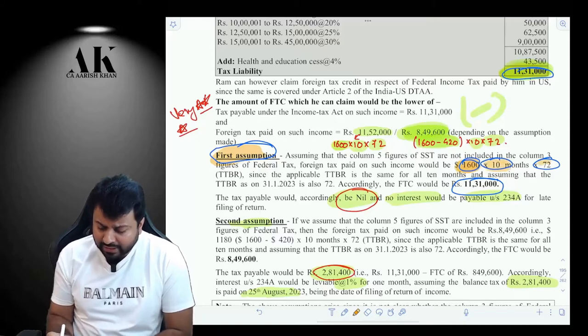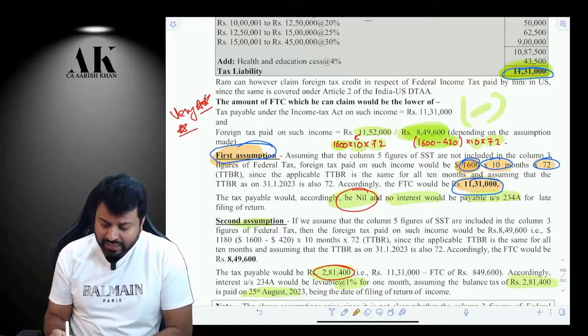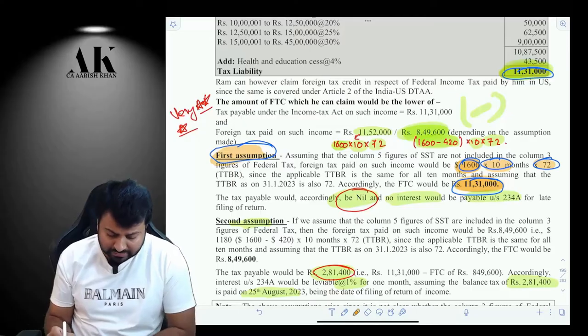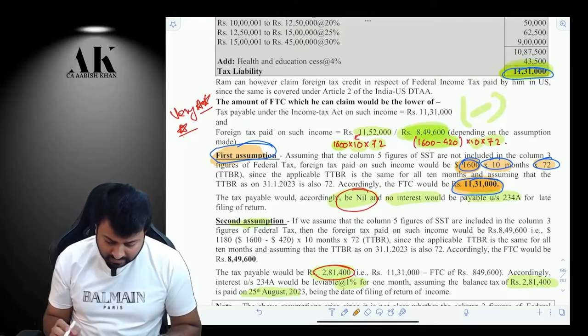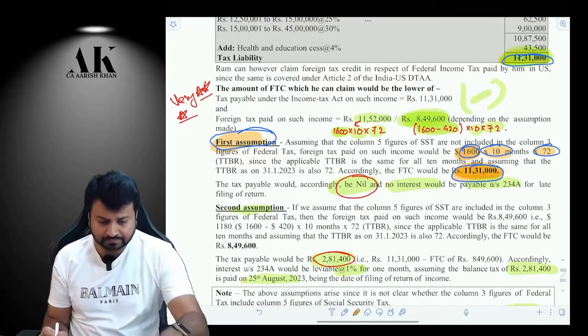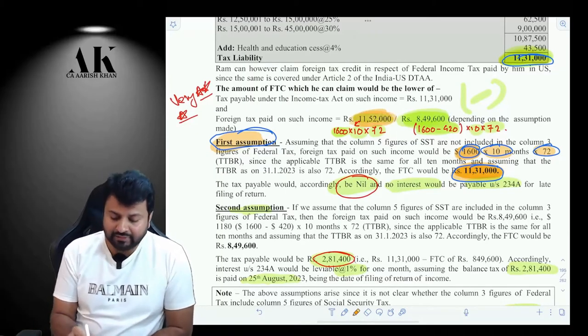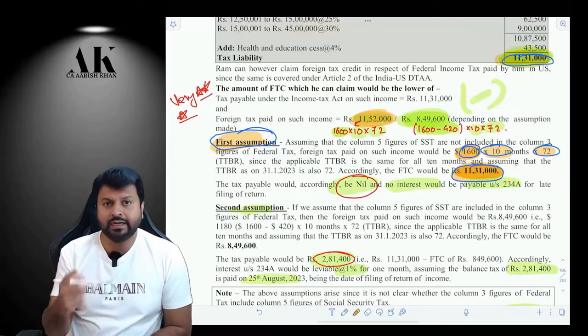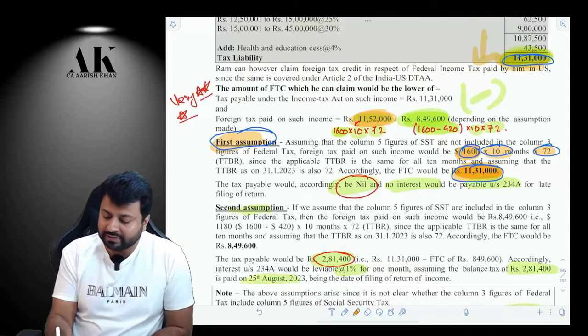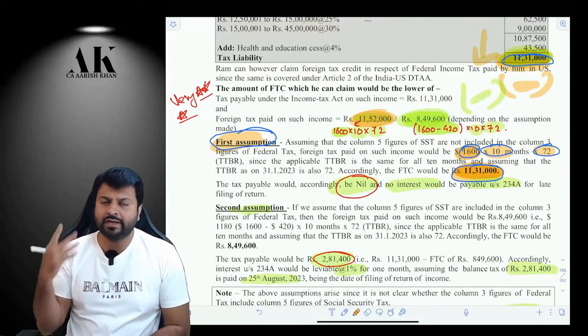Therefore, 1600 into 10 into 72, this will come to 1152. The tax payable in the foreign country is 1152. The tax payable in India is 1131. Therefore, whichever is lower is 1131. Therefore, the entire tax will be exempt in India. You are not supposed to pay any tax.